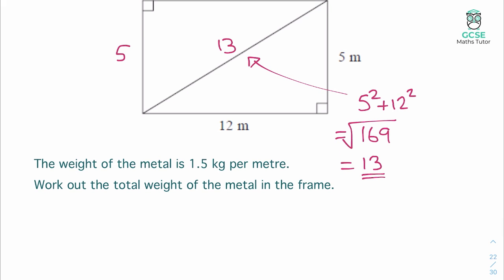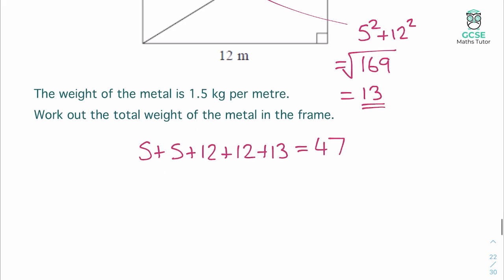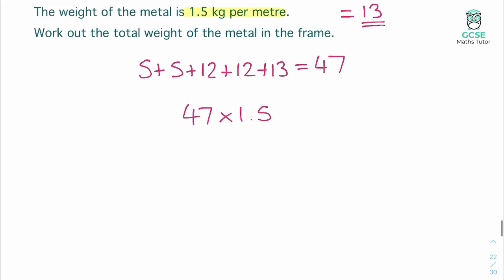So if we add those all up, you've got 5 plus 5 plus 12 plus 12 plus the 13. That adds up to 10 plus 24 plus 13 is 47. And it tells us that the weight of the metal is 1.5 kilograms for every metre. So if every metre weighs 1.5, we'll do 47 metres multiplied by the 1.5, and you can do that 2 different ways. So timesing by 1.5 adds 50% on, or we hop the decimal out, we'll do 47 times 15, and then hop the decimal back in.